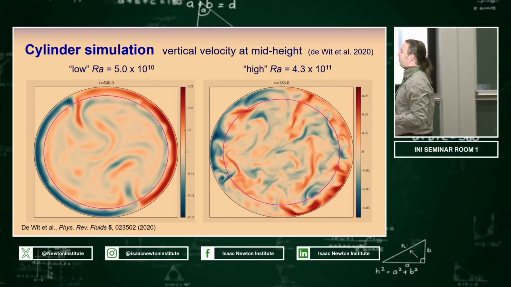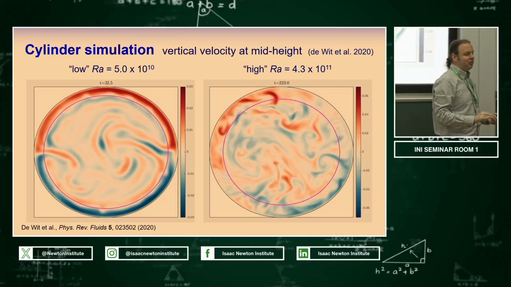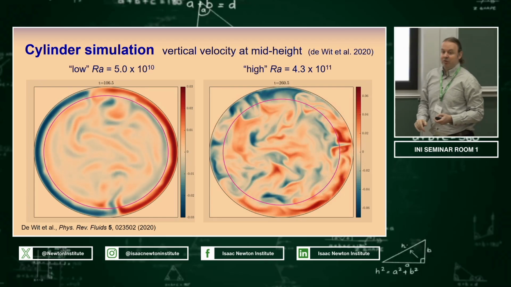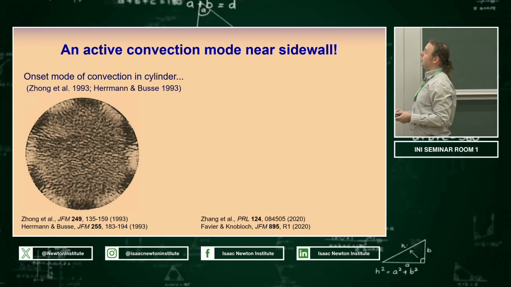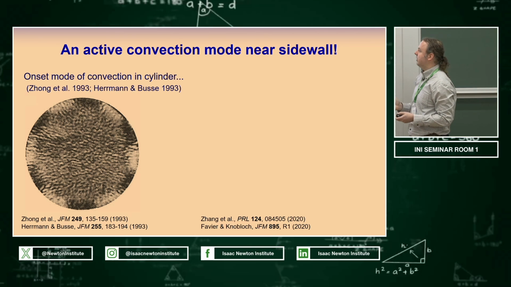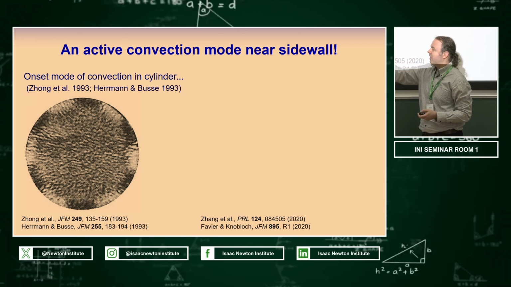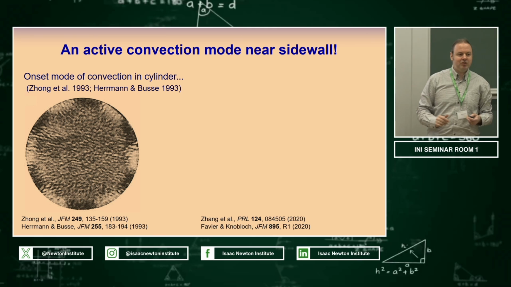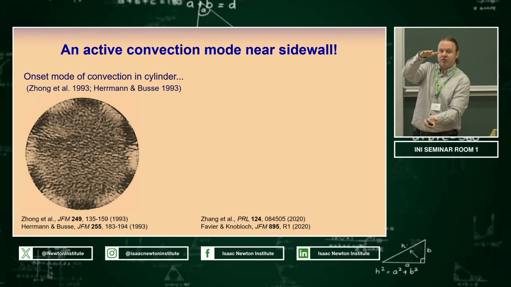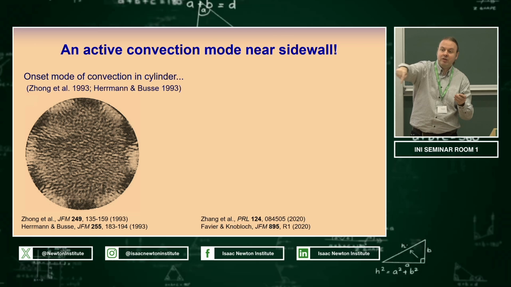Now, it turns out that the contribution of this so-called wall mode to the heat flux is actually quite significant and remains significant even when we are in this turbulent bulk state. So the active convection mode near the sidewall is actually quite important in these kinds of systems. And the presence of these modes has been known for quite some time from experiments in the 1990s. It turns out if you do convection in a cylinder and you start from zero temperature difference, then build up, the first mode of convection that will become unstable is this mode near the sidewall.